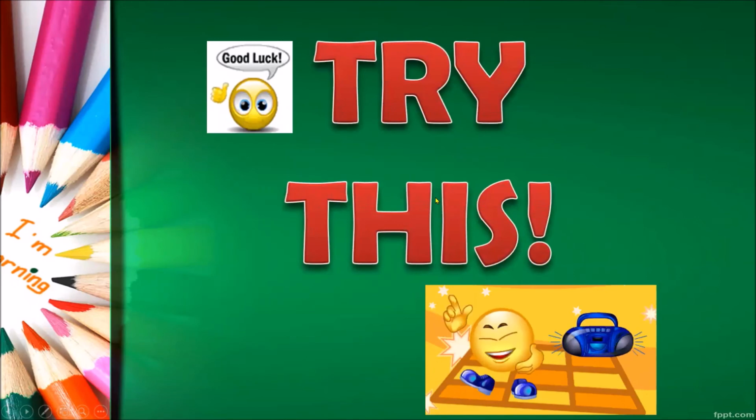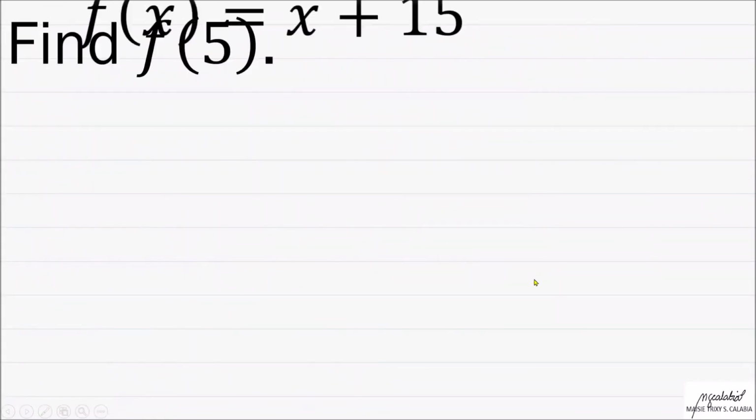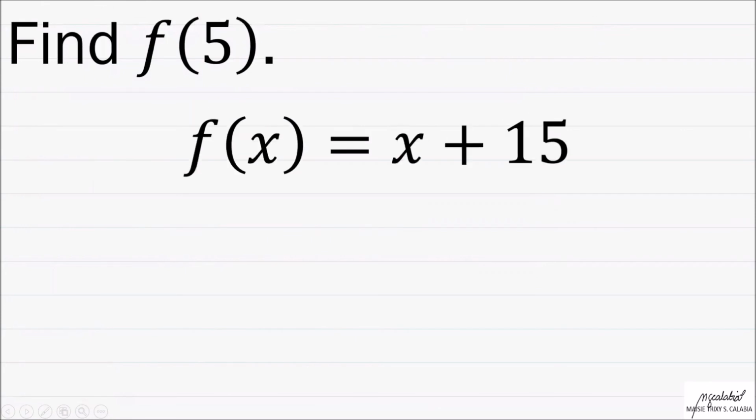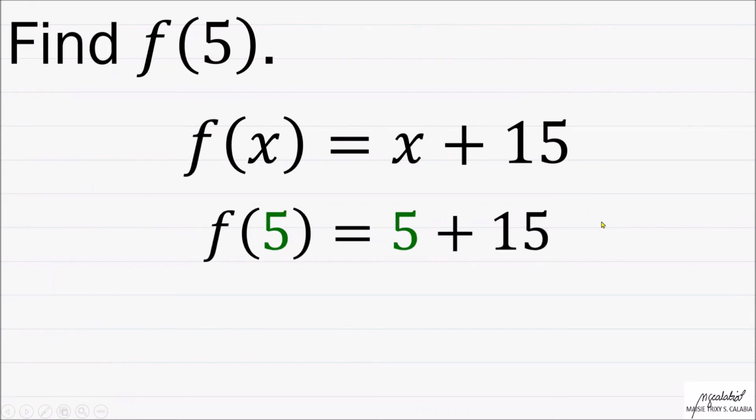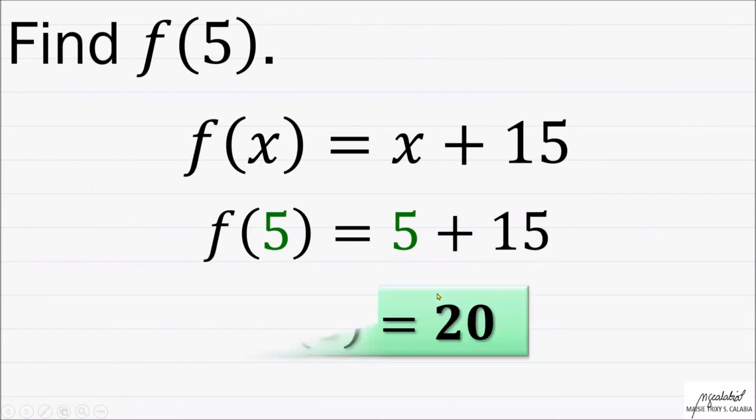Okay, so we are now finding the value of f at a given x. For example, find f of 5 in f of x is equal to x plus 15. You will need to substitute the value 5 for x. So we have here f of 5 is equal to 5 plus 15. 5 plus 15 is 20. So our answer is that the value of f at 5 is equal to 20, or f of 5 is equal to 20. It's that simple.